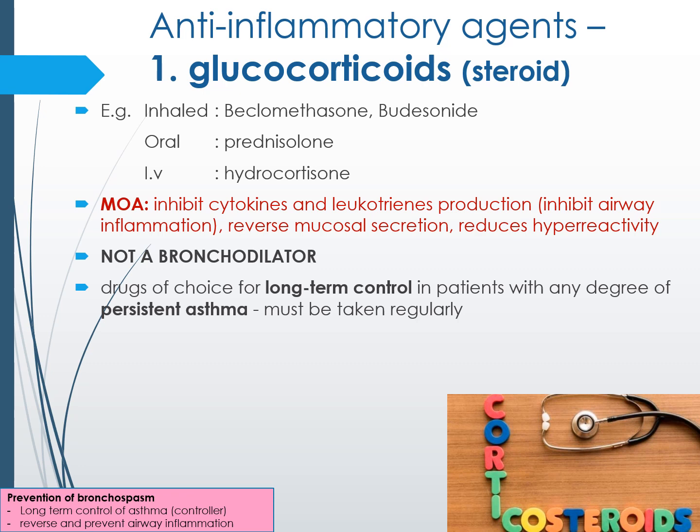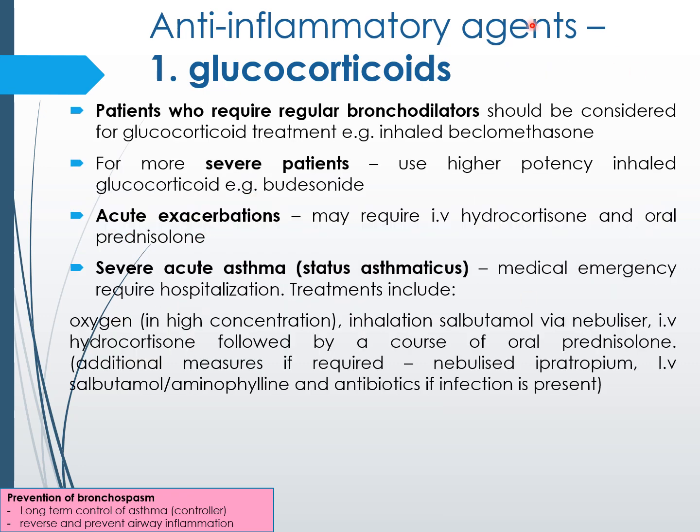It must be taken regularly. So who are they? Patients who require regular bronchodilators should be considered for glucocorticoid treatment. For severe patients, use the higher potency inhaled glucocorticoid budesonide. For the first one, you can consider giving them inhaled beclomethasone.